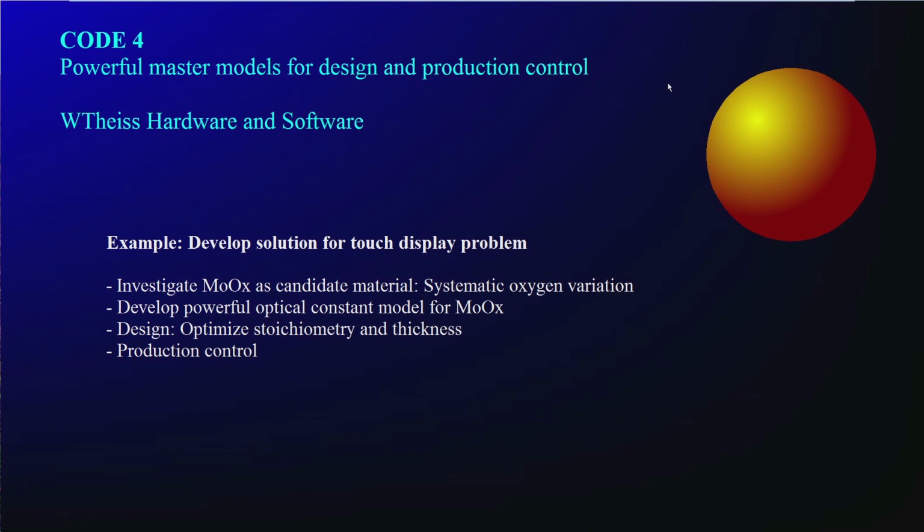In order to explain what master models are and how they are used, I have prepared a solution for a touch display problem that was once brought to me by one of my customers. They had a certain optical design problem, and they had already a candidate material that could eventually solve that problem, and that is molybdenum oxide. And they did already a systematic variation of the oxygen content, and they found that the optical constants are quite different depending on how much oxygen you incorporate into the layers. So their question was, what stoichiometry should be used best for this solution, and how thick should the layer be?